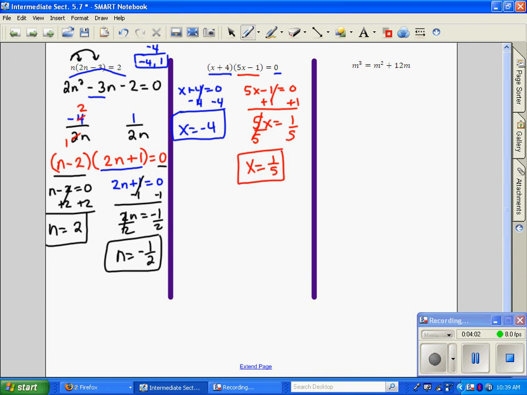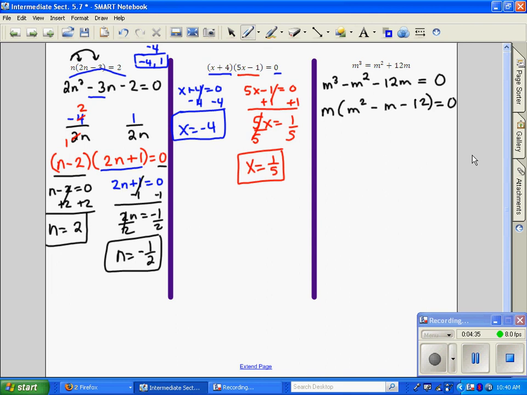Okay? On my next example, the first thing we want to do is get it set equal to 0, so I'm going to move everything to the left. So I'm going to have m cubed, I'm going to subtract m squared to this side, and I'm going to subtract 12m, and I'm going to set it equal to 0. Next, I need to take out a GCF. They all have an m. When I take an m out, I'm left with m squared minus m minus 12. Now once I do that, I want to check inside my parentheses and make sure that it doesn't factor again.